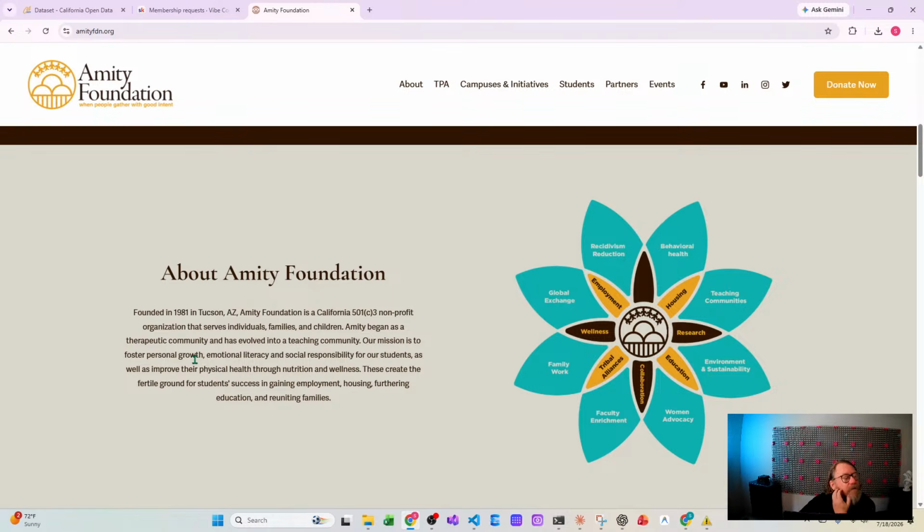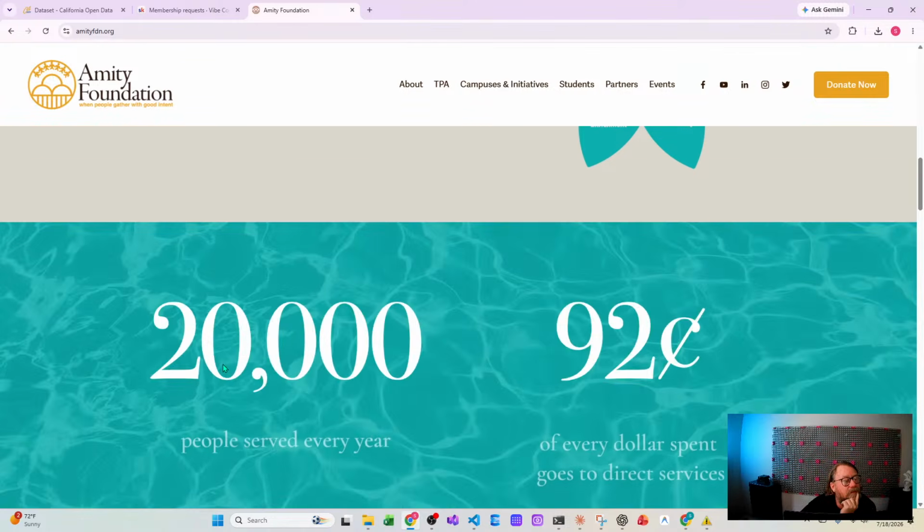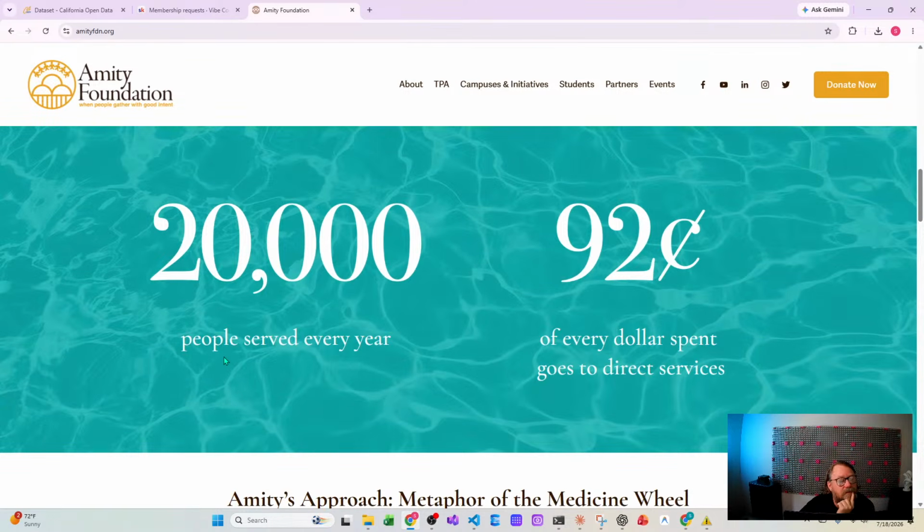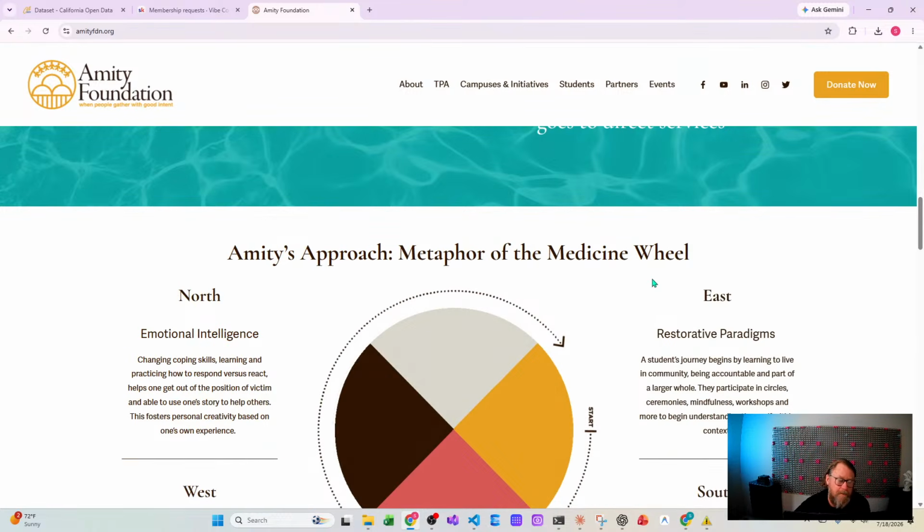Began as a therapeutic community and evolved into a teaching community. Mission is to foster personal growth. Okay, so these guys are... 20,000 people served every year. 92 cents of every dollar goes to direct services, but that means that 8 cents of every dollar is taken away. And if you're siphoning off $1 billion, that means that you guys are keeping $80 million. That's a lot of money. It's a lot of money.